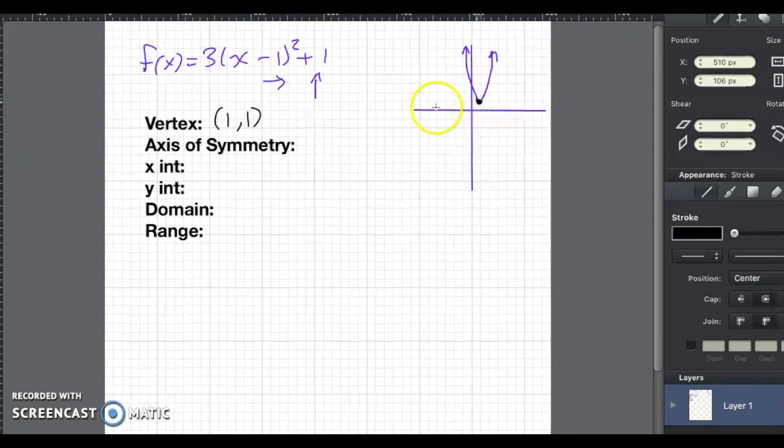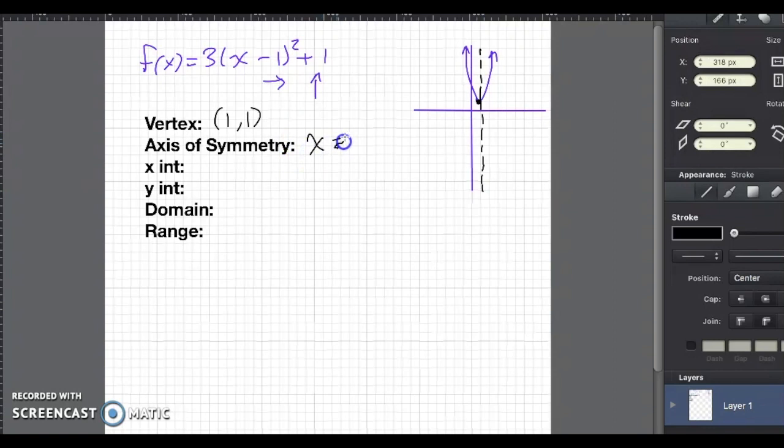Next, we're going to talk about the axis of symmetry. Well, the axis of symmetry is a line, right? Or the point at which this graph looks like it's reflected. So in this case, it's going to be a line like that, usually denoted by the dashed line. And in this case, the axis of symmetry is x equals +1. Okay?